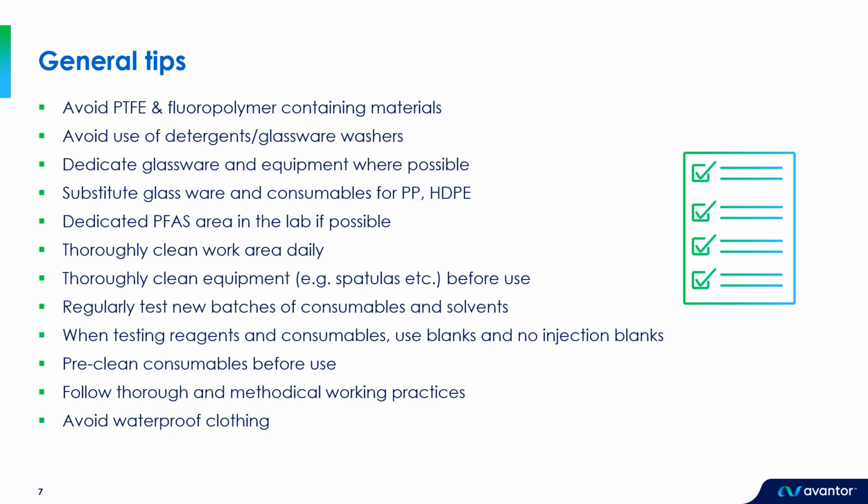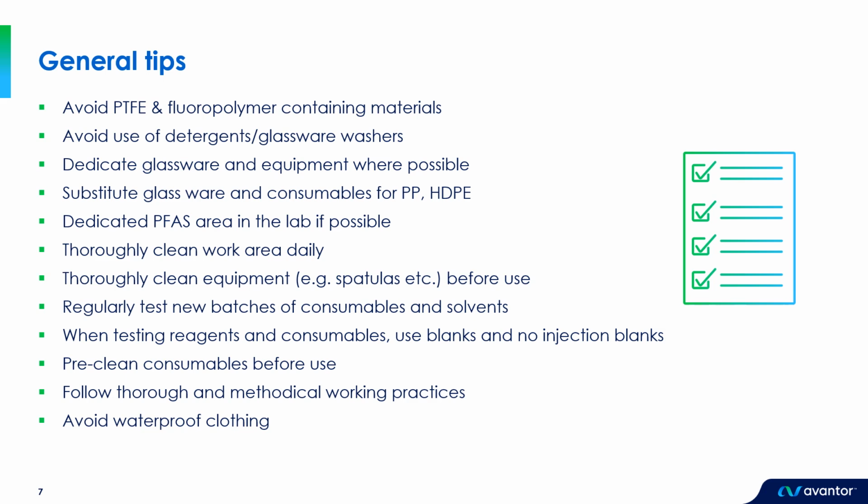We should also replace glassware and consumables that actually come into contact with our samples with those made from polypropylene. Now, this isn't so much a contamination issue, but rather that PFAS in samples and standards can absorb onto glass, making polypropylene a better choice for many PFAS analysis procedures. If possible, set aside a dedicated area of the lab for PFAS analysis. Some organizations even go as far as to establish dedicated PFAS labs.